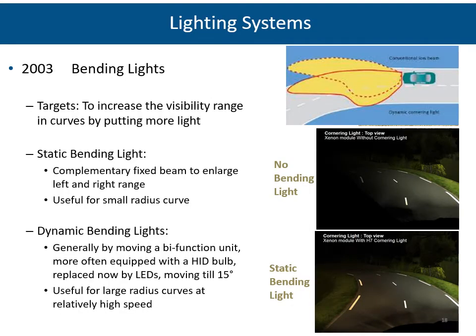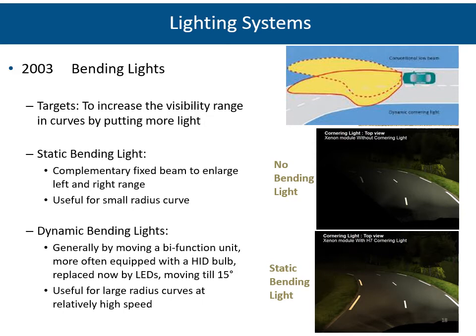In 2003 appeared the bending lights with a target to improve the visibility range in the curve by putting more light in the direction where the car will go. We were using two types of systems. First, the static bending lights, that is realized by the installation of fixed beam to enlarge the left and the right range. And this system is particularly useful for small radius curves or at crossing.